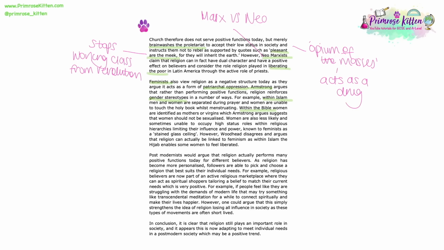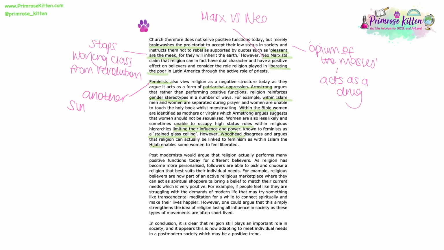not be sexualised. Women are also less likely and sometimes unable to occupy high-status roles within religious hierarchies, limiting their influence and power, known to feminists as a stained glass ceiling. However, Woodhead disagrees and argues that religion can actually be linked to feminism, as within Islam the hijab enables some women to feel liberated. So once again, in that first sentence, we are identifying that feminism is similar to Marxism. So we're continuing this argument linked to the question of religion forming positive functions.